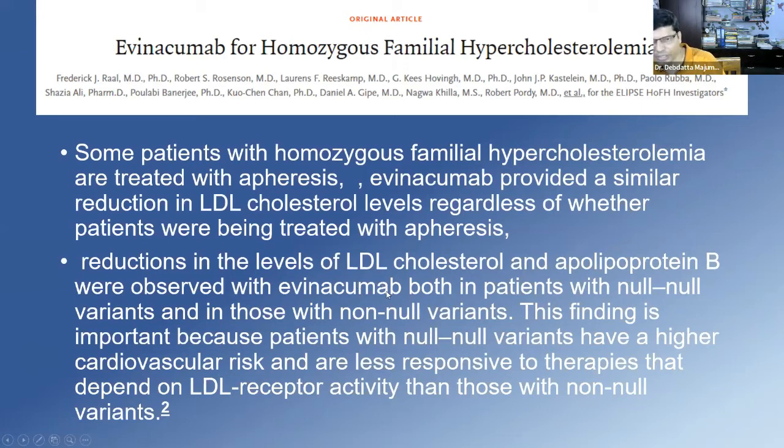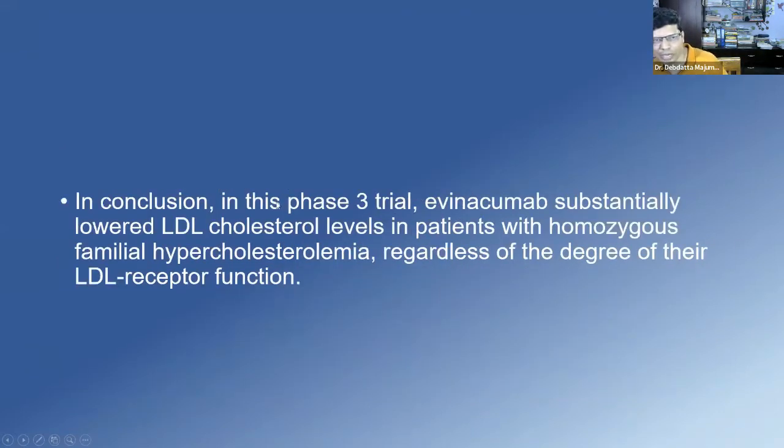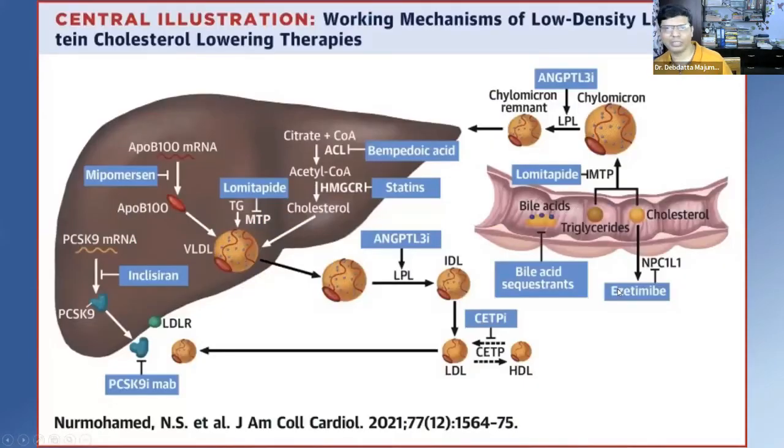We'll speak of the picture just in a while. So what did that trial show? It showed that in this phase 3 trial, in homozygous patients, regardless of the degree of LDL receptor function, even if you didn't have a single LDL receptor, it still significantly lowered LDL cholesterol. That is the reason I found this to be worth mentioning. So can we just quickly revise the working mechanisms of the LDL-lowering ones? We spoke of mipomersen, inclisiran, lomitapide. We essentially spoke of all which would help me lower LDL cholesterol.